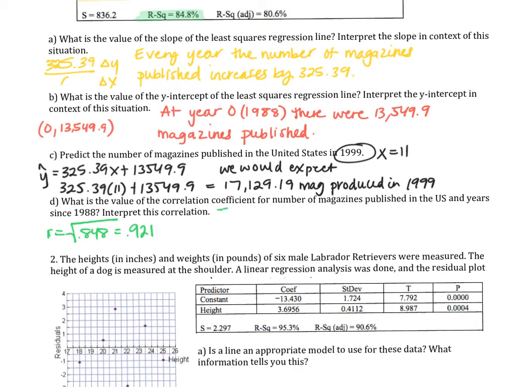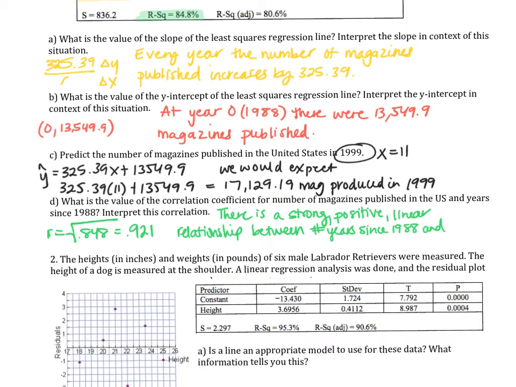The interpretation would indicate that there is a strong positive linear relationship between x, which is the number of years since 1988, and y, which is the number of magazines published. Number 1 down.